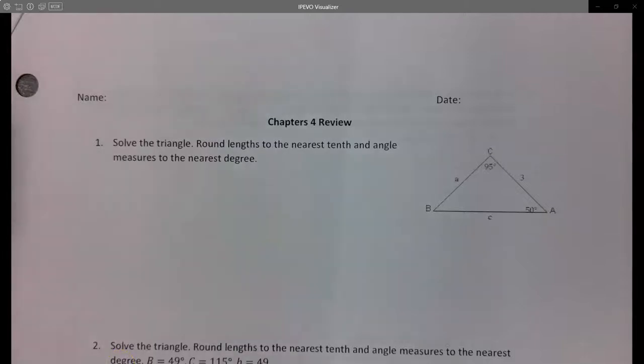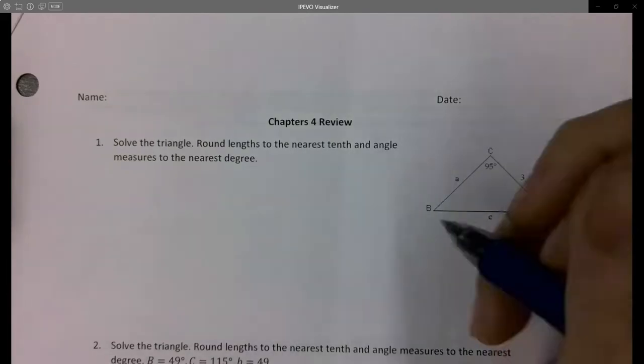Okay, so in this review, I am going to be going over the chapter 4. This one wants me to solve the triangle and then to round the lengths to the nearest tenth and the angle measures to the nearest whole degree. So I'm going to start off with my angle measure right here.